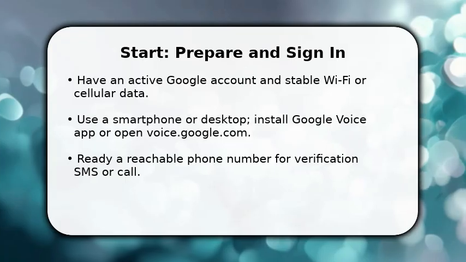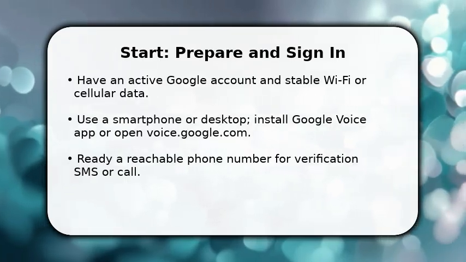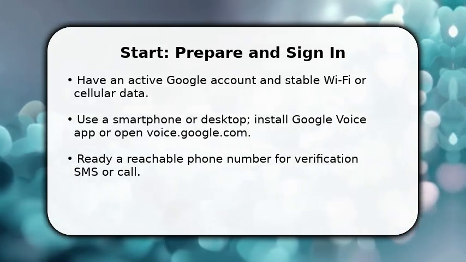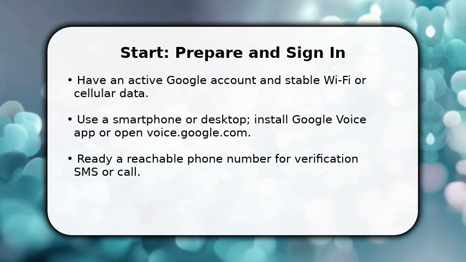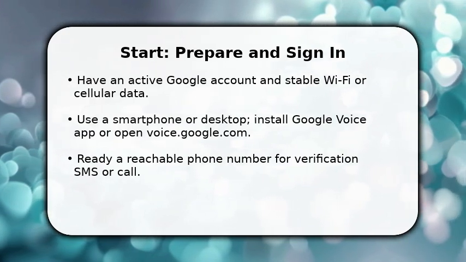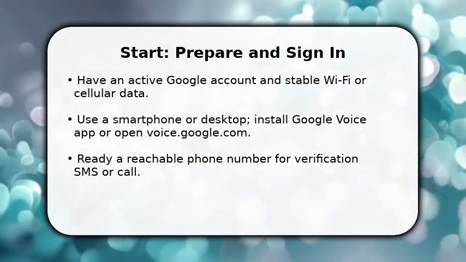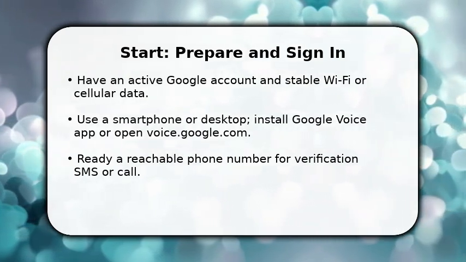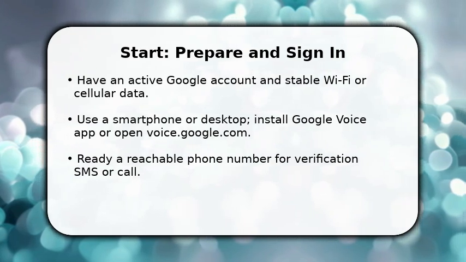Enjoy the video. You begin by preparing what Google needs: an account and a reachable phone. Sign in to Google Voice on the app or web. Once done, tap or click Get a Voice Number and allow location or region prompts so the service shows local options. Make sure your device has stable internet and that you have the physical phone ready for verification. This saves back and forth.